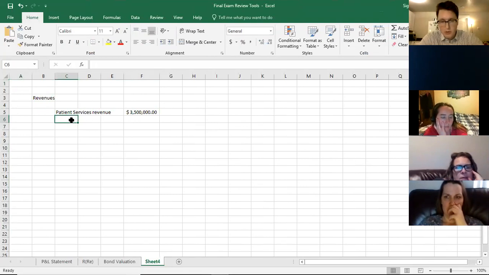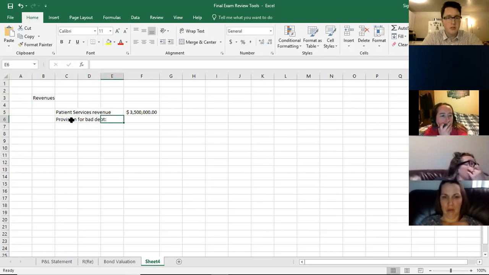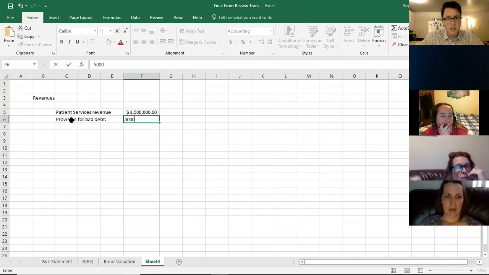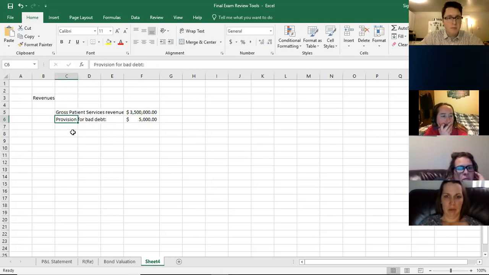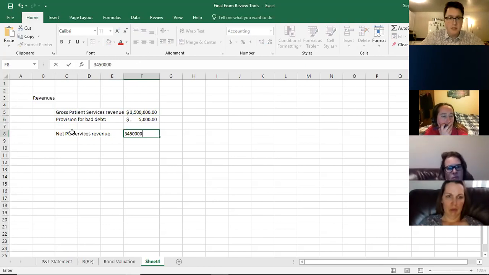Now this is where some people will get tripped up a little bit. This is where you should enter your provision for bad debt. I know the book taught also to put it in the expenses section, but there's a note in the chapter as well that says that now people are putting it in the revenue section. So here you'll put like $5,000, let's say, and you'll subtract that amount from your patient services revenue. So let's actually call this gross patient services revenue. And then you'll get your net patient services revenue, which is $345,000.